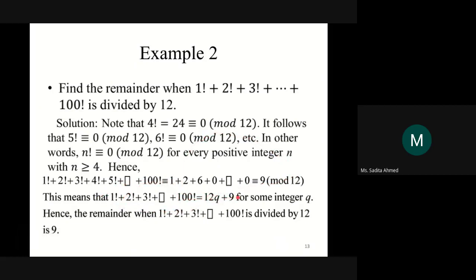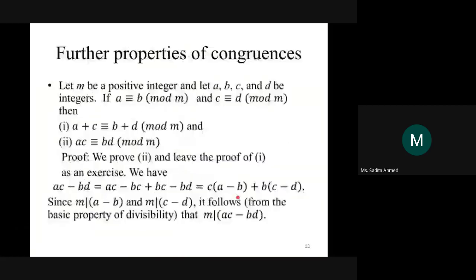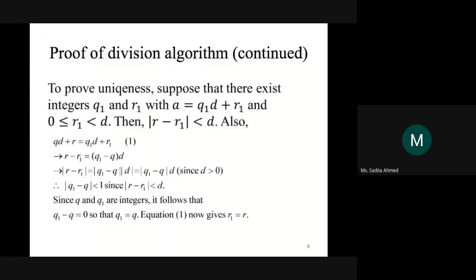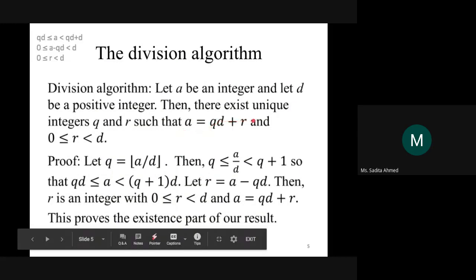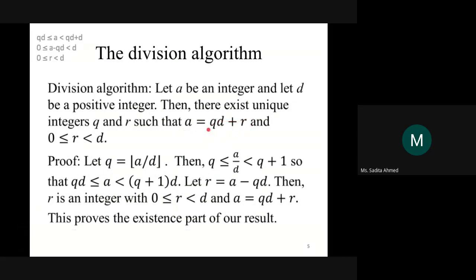For some integer q. So remember now the division algorithm. A is equal to QD plus R. Here, our QD is 12Q. That is, the divisor is 12. We know that the divisor is 12. And Q, the quotient, is that integer Q that we're using. A is the summation of all the factorials.